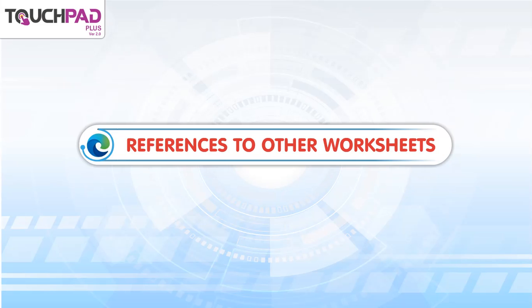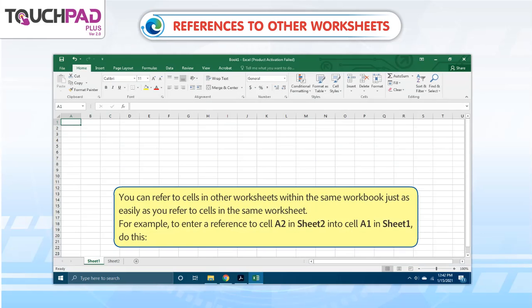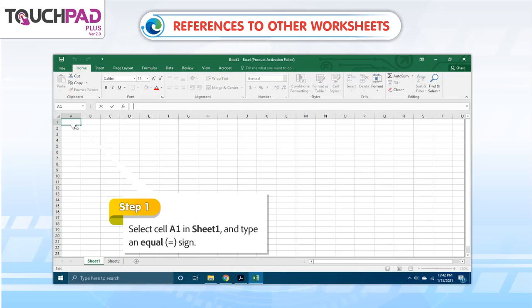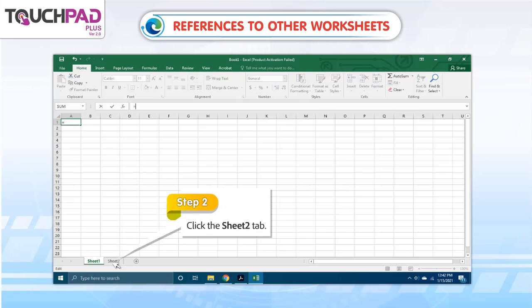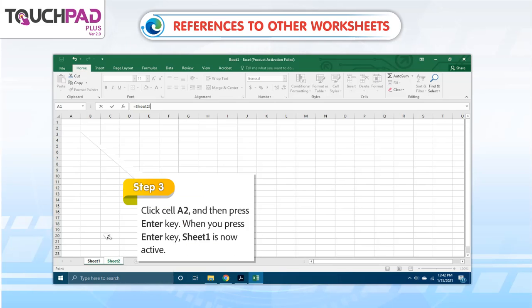References to other worksheets. You can refer to cells in other worksheets within the same workbook just as easily as you refer to cells in the same worksheet. For example, to enter a reference to cell A2 in Sheet 2 into cell A1 in Sheet 1, do this. Step 1. Select cell A1 in Sheet 1 and type an equal sign. Step 2. Click the Sheet 2 tab. Step 3. Click cell A2 and then press Enter key.